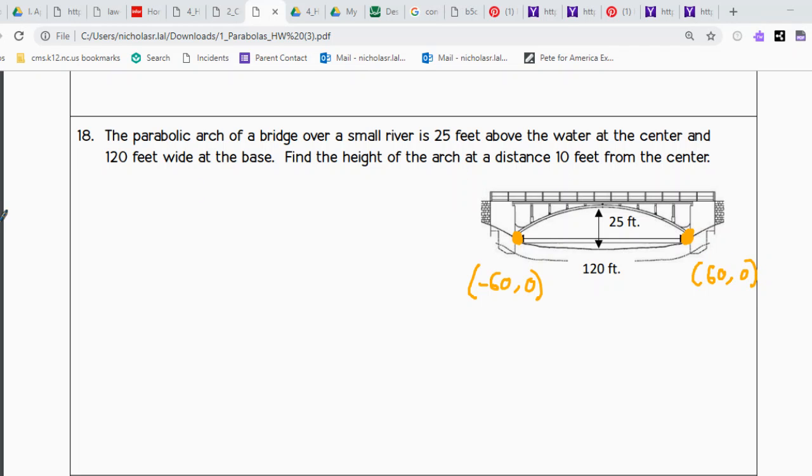And this coordinate at our vertex. What's this coordinate at our vertex right here? Yeah, let's make that 0, 25.